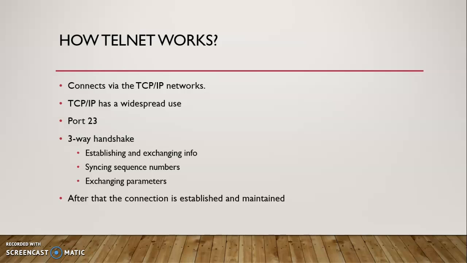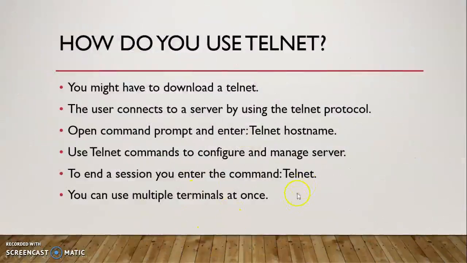After it listens, it interacts in something called a three-way handshake. A three-way handshake has three parts. The first part is it establishes and exchanges information, then it syncs sequence numbers, and then the last part is it exchanges parameters. After going through that process, the connection should be established and maintained until, like we covered in the previous slide, somebody issues the Telnet command and exits Telnet.